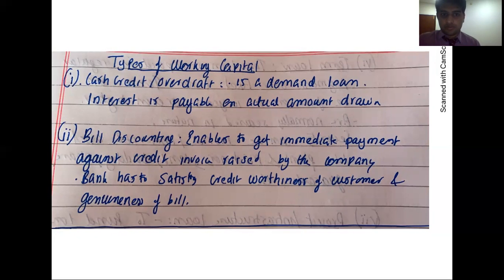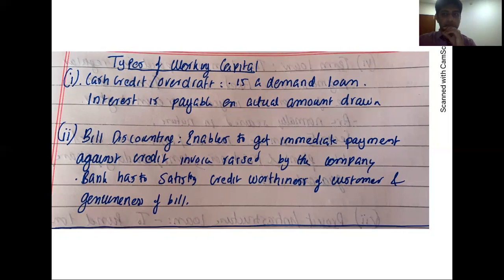Types of working capital facility. There are different types of working capital facility, and we will go through each of these facilities one by one. One is cash credit or overdraft. Cash credit is a demand loan, and interest is payable on the actual amount drawn.